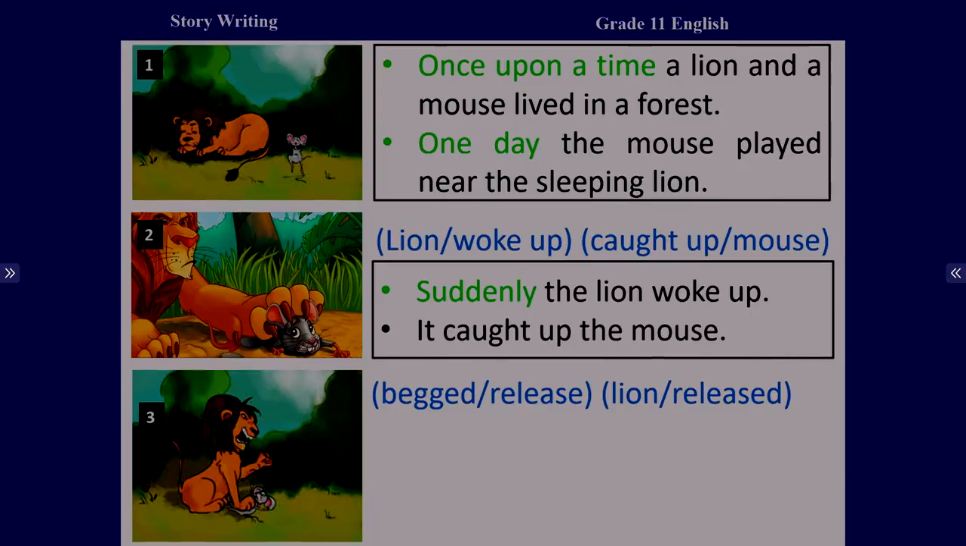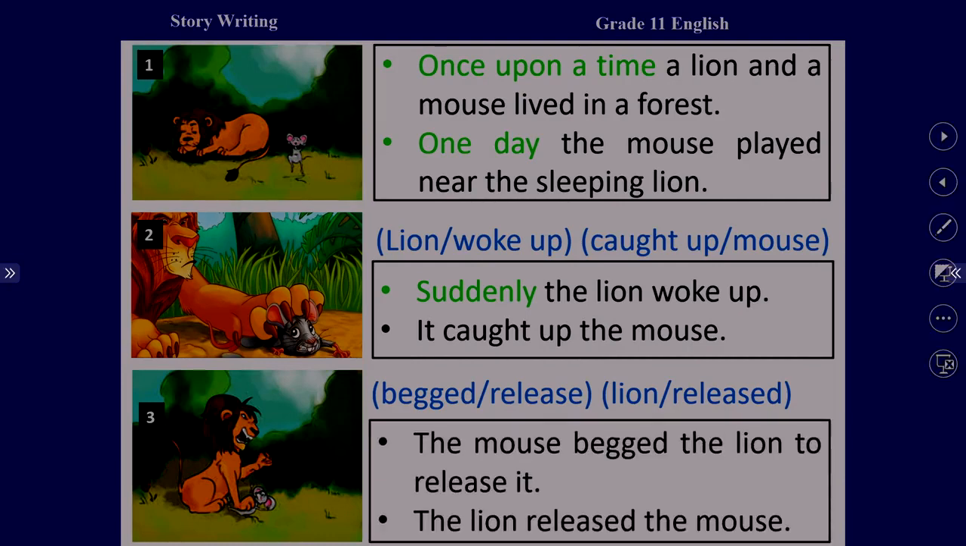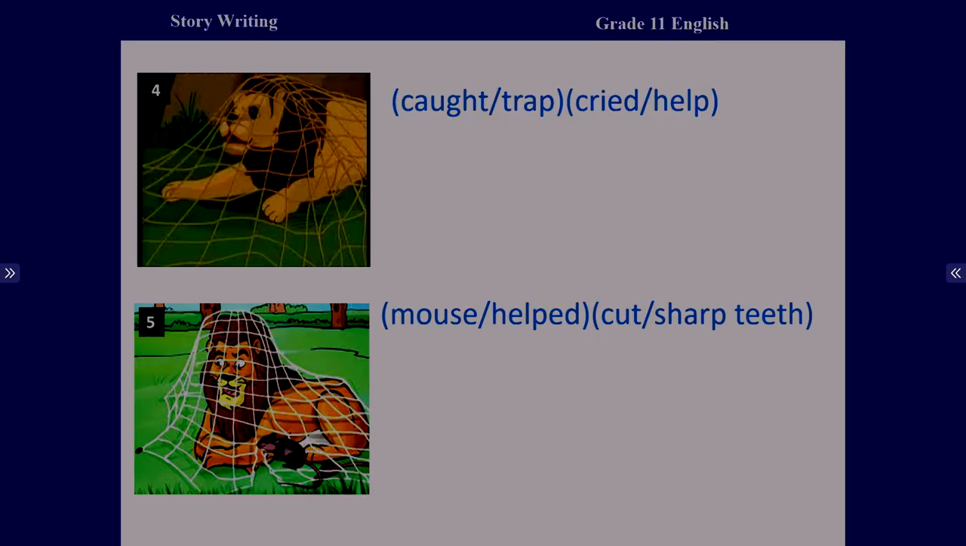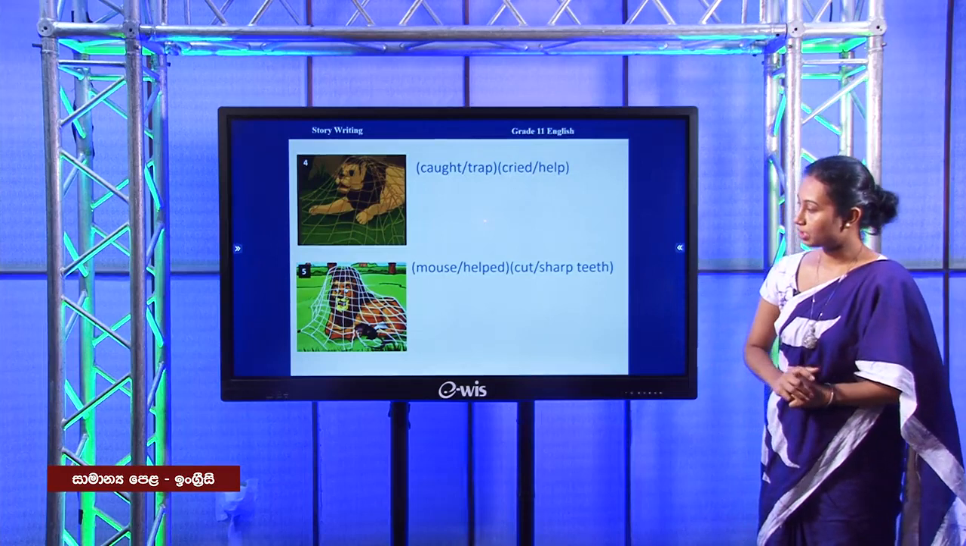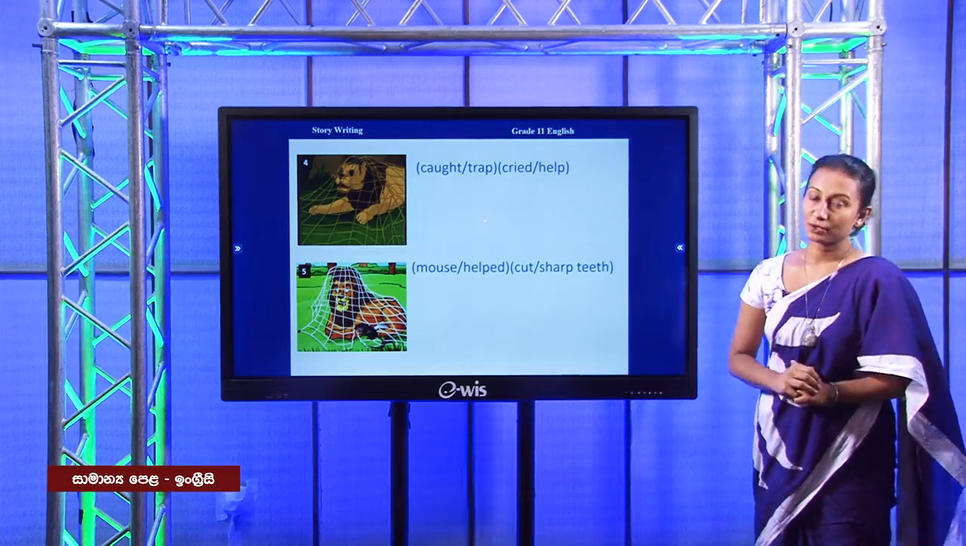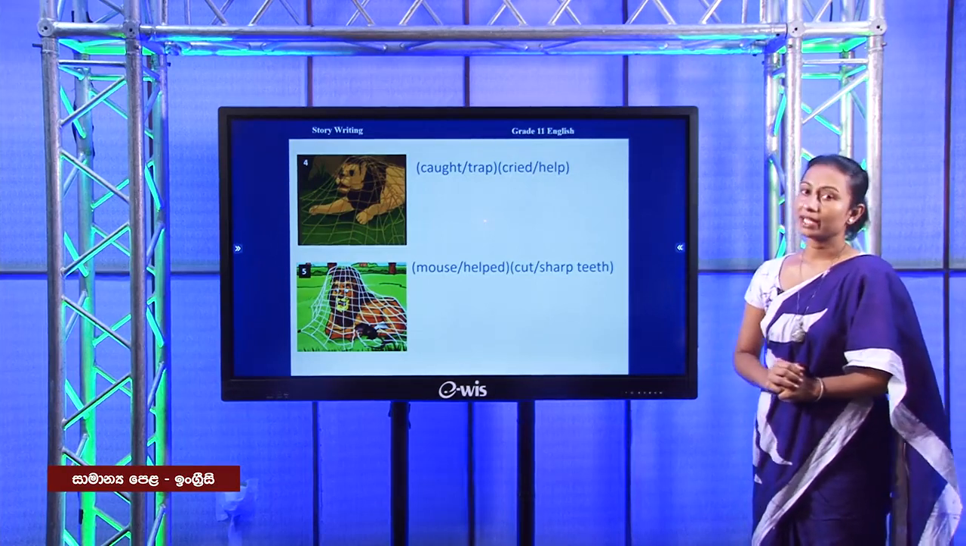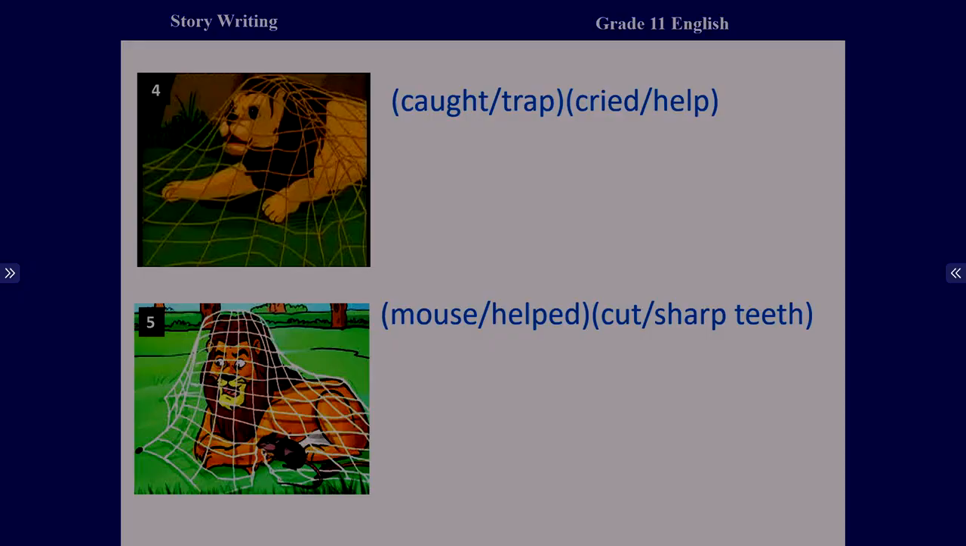Suddenly, the lion woke up. It caught up the mouse. The mouse begged the lion to release it. The lion released the mouse. Let's see the fourth picture. So what can you see here? The lion caught in a trap. And in the fifth picture, the mouse has come to help the lion. So you can write your sentences.